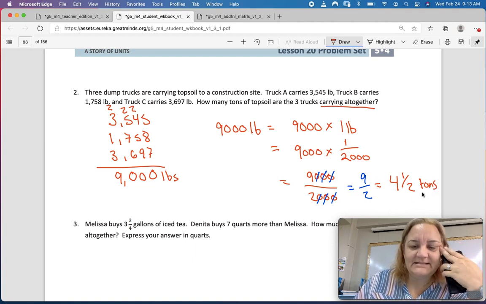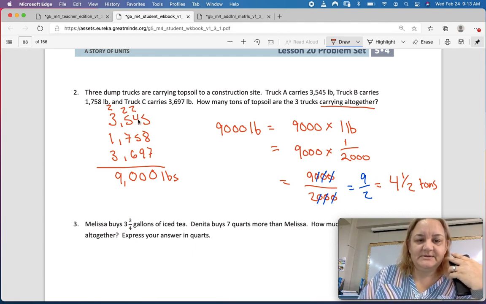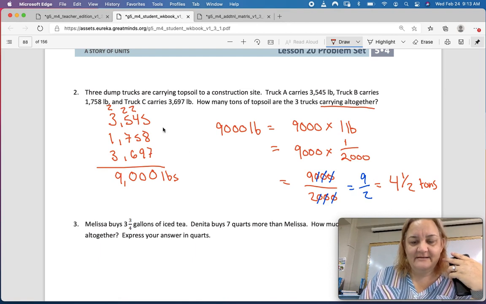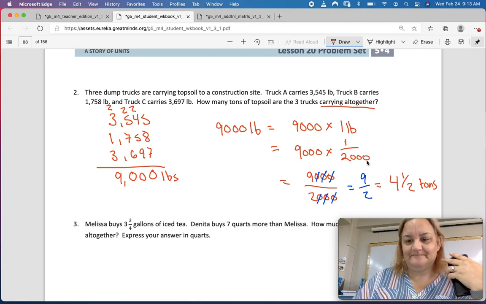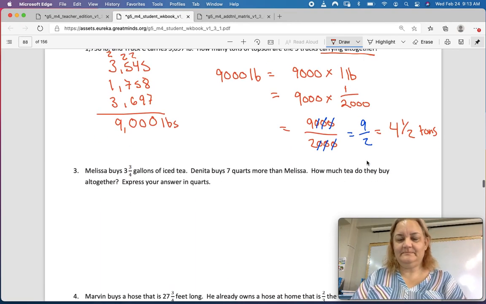How many tons of topsoil are the 3 trucks carrying all together? 4.5 tons. So this was a 2-part story problem. I had to add, and then I had to convert into tons, right? And there are 2,000 pounds in a ton. Great.